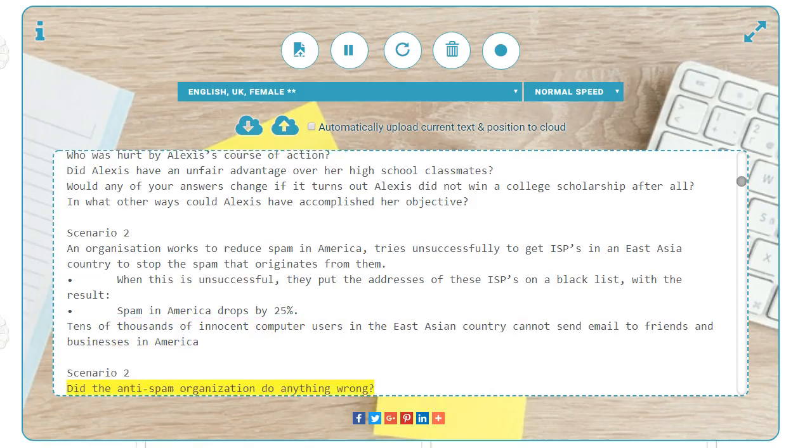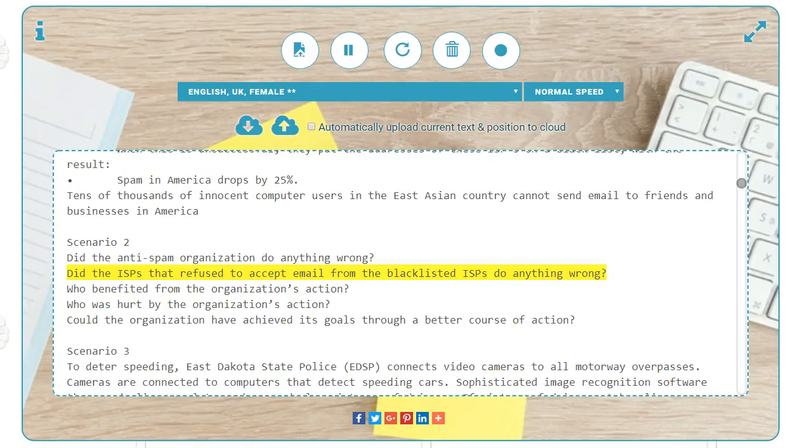Scenario 2. Did the anti-spam organization do anything wrong? Did the ISPs that refused to accept email from the blacklisted ISPs do anything wrong? Who benefited from the organization's action? Who was hurt by the organization's action? Could the organization have achieved its goals through a better course of action?